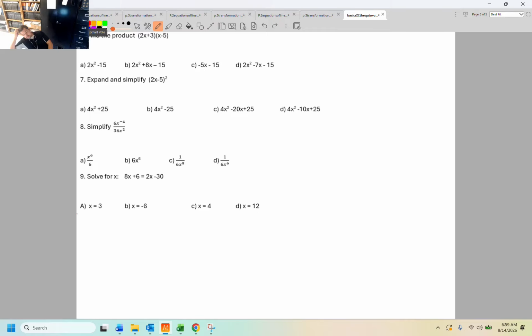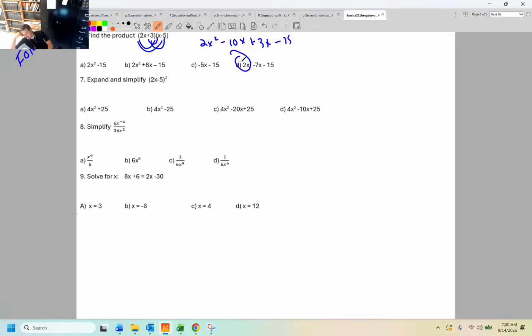All right, find the product. That means multiply these two things together, and we'll do this using the FOIL method, which you were taught in Algebra 1, and I saw that most kids know it quite well. 2x times x is 2x squared. 2x times a -5 is minus 10x. 3 times x is plus 3x, and then 3 times -5 is minus 15. Now, if I take a -10x and I add 3x to it, I'm sitting at -7x.